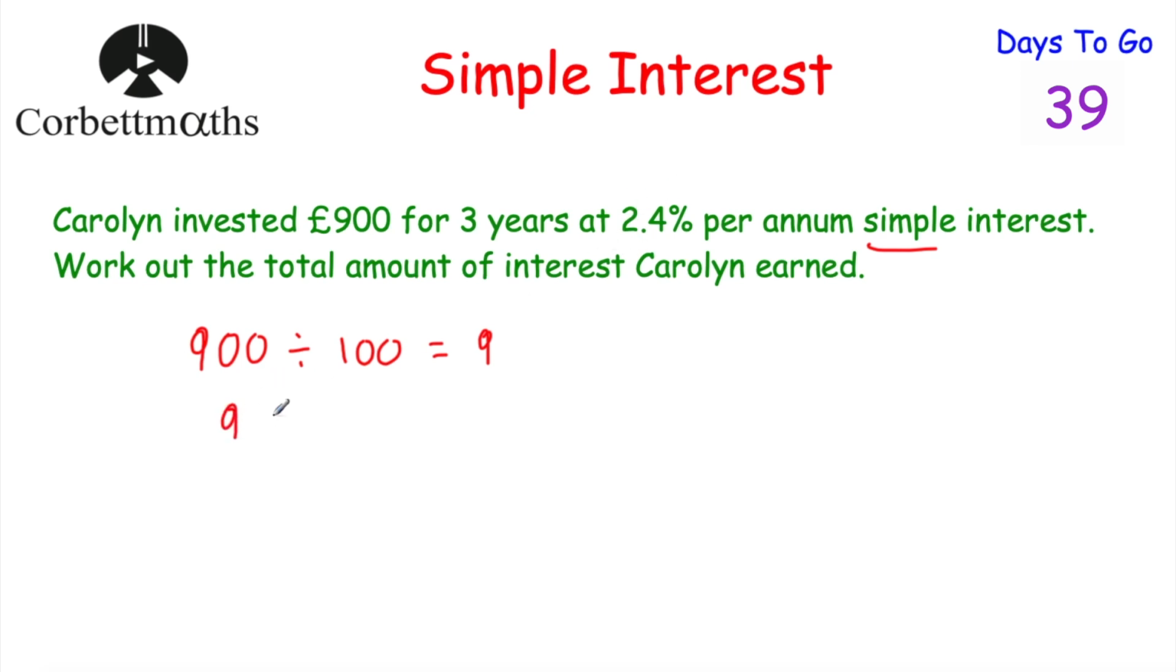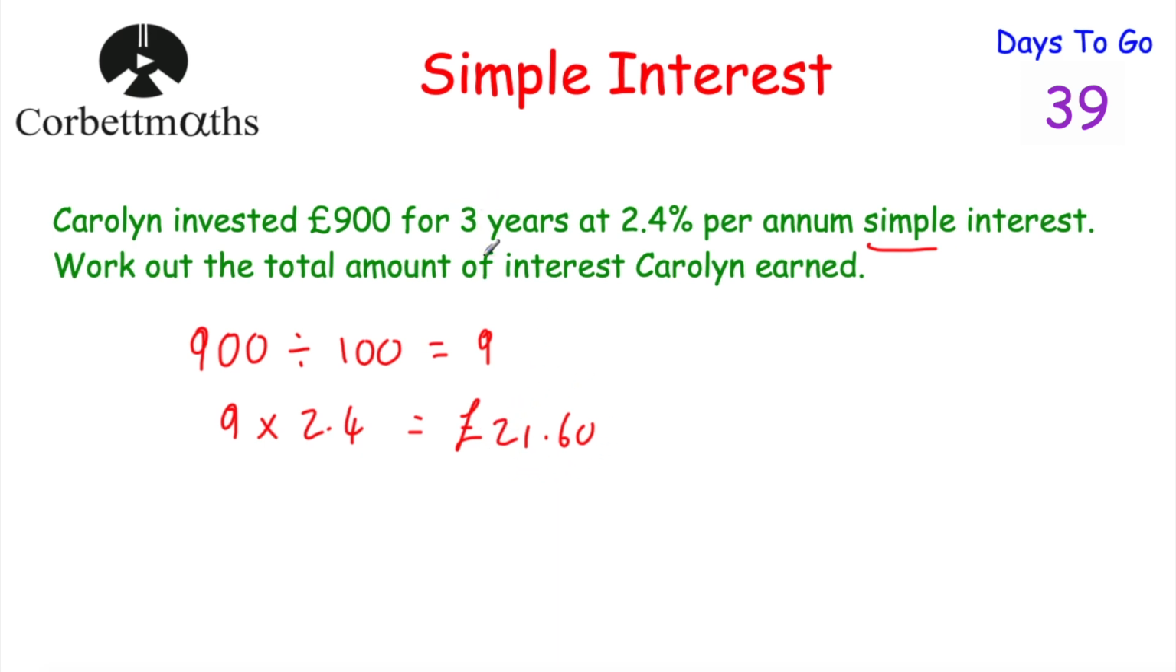So we're going to take our £9 and multiply by 2.4, and that'll tell us what 2.4% of £900 is. £9 multiplied by 2.4 is equal to £21.60. So with this being simple interest, it means that this account earns £21.60 interest every single year.